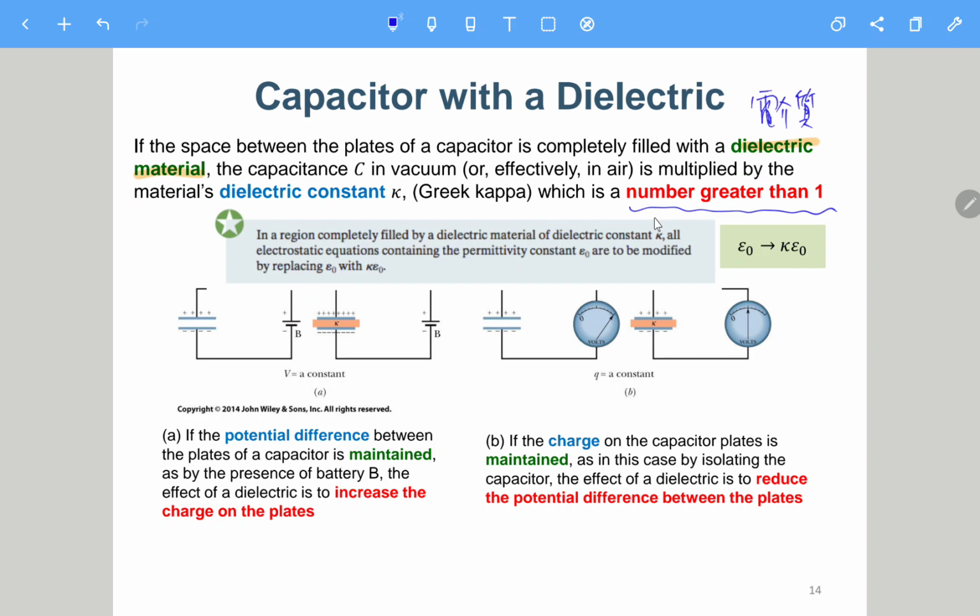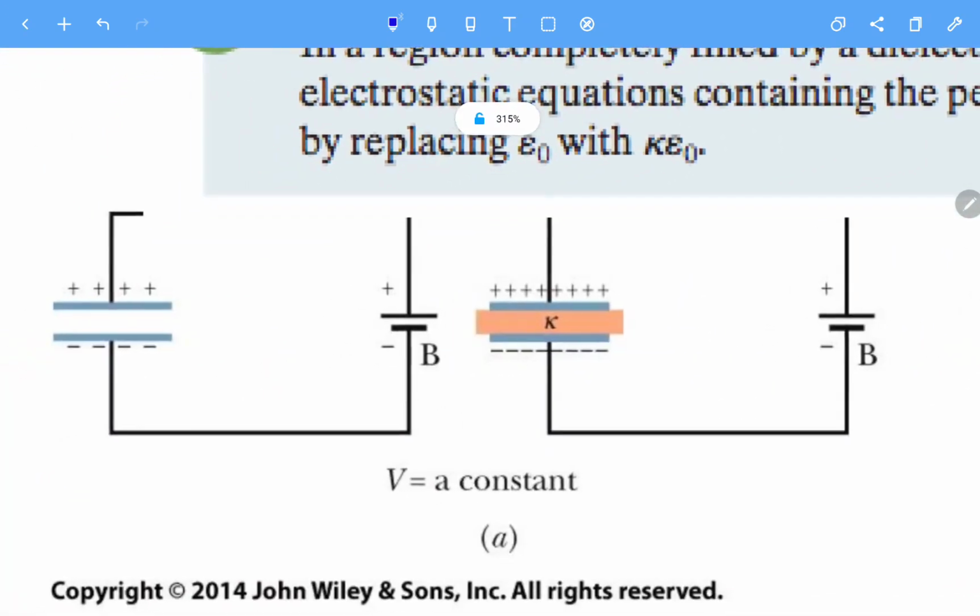Okay, so just go back to here. We try to put something called a dielectric material inside the capacitor. Here we have two experiments. Let's take a look at the left one first. Here we have a battery connecting with a capacitor. Of course it should be something like this. It should be the complete loop.